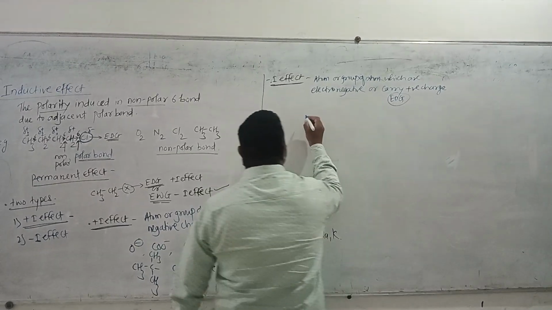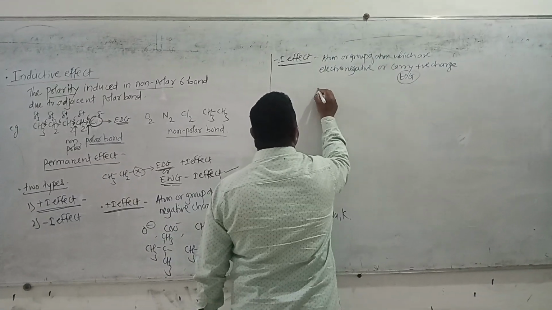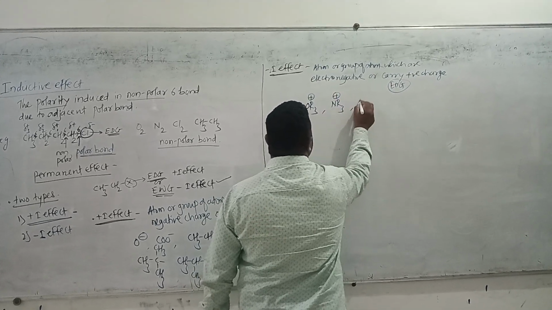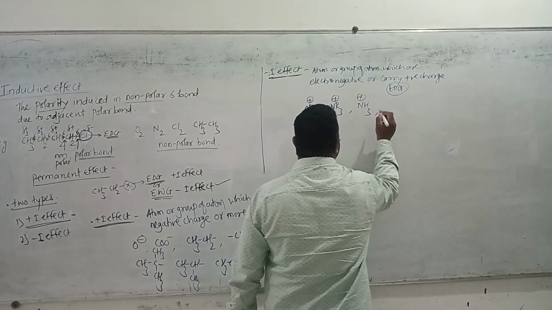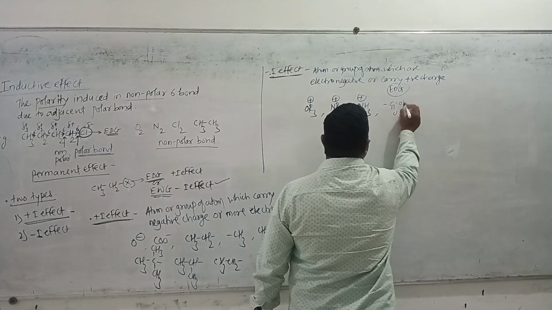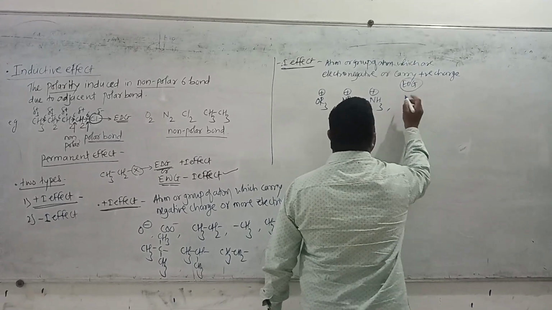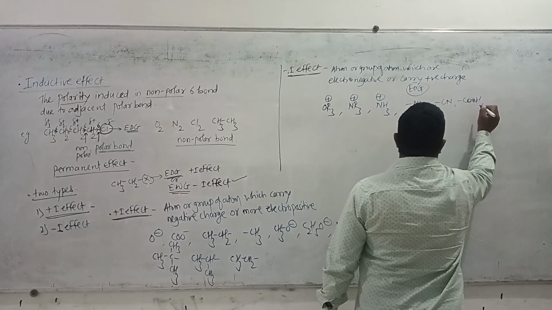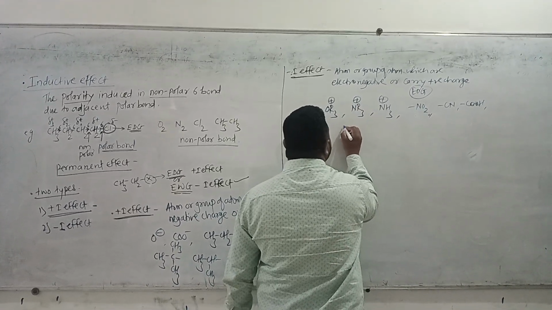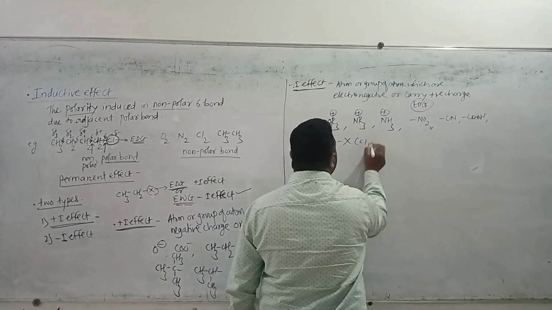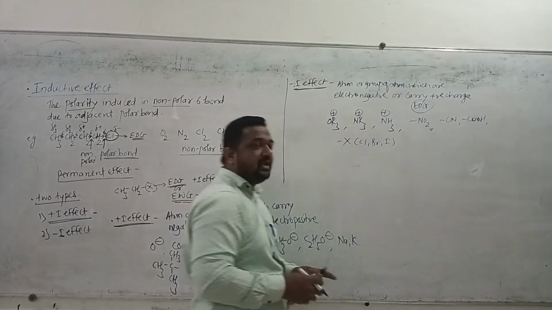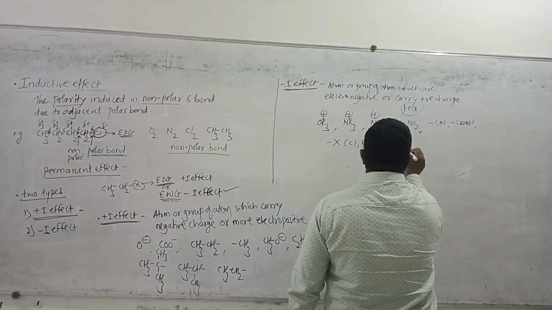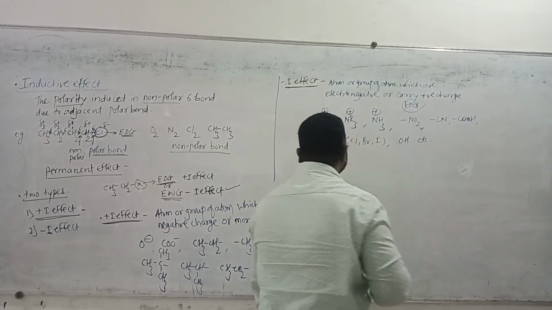Which of these? These are the OR3 plus and NR3 plus, and NH3 plus, then COOH group, carboxylic acid group, then nitro group, cyanide group, then all halogens, that is chlorine, bromine, iodine, all of the electron withdrawing groups, OH groups, etc. Which shows minus side effect.